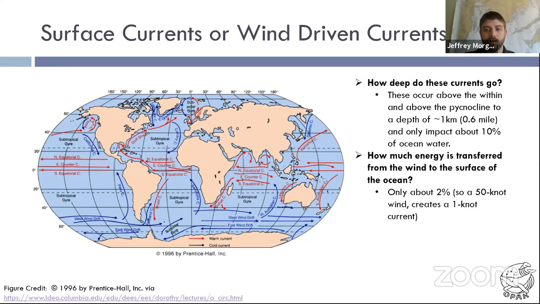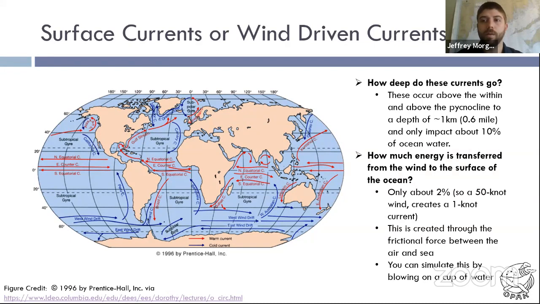These currents are wind-driven, but only about 2% of the wind's energy is transferred to the current itself. A good way to think about this is if you had a cup in front of you and you were to blow on top of the water, you could blow really, really hard and you might only get the water to move a little bit. So only about 2% of our wind energy is transferred to our surface current energy. And this is a frictional force, so they are rubbing together.